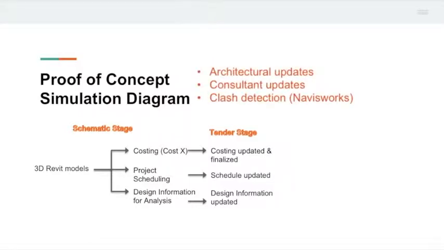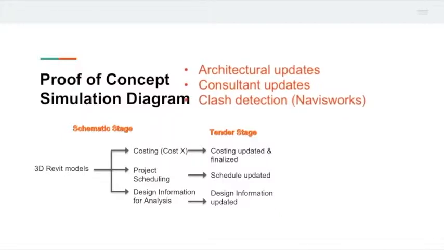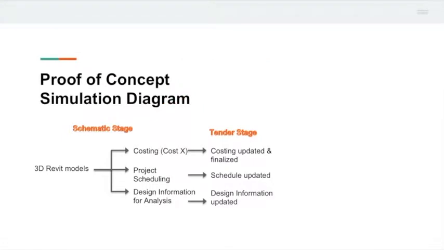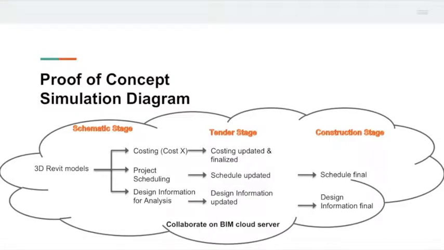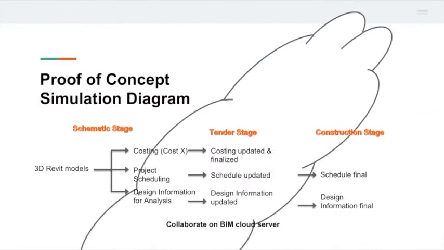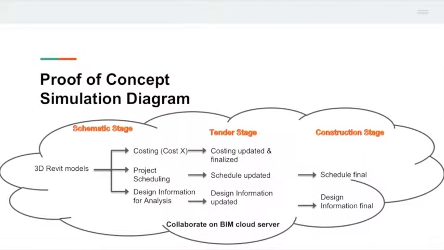Final updates of architectural consultants will be done, and then final clash detection will be performed in Navisworks for the construction stage. In the construction stage, the schedule is final, design information is final, and there are no more cost changes because previously it was already done and approved. The model will be uploaded and updated to a cloud server, and the collaborative simulation performed on Cloud BIM.